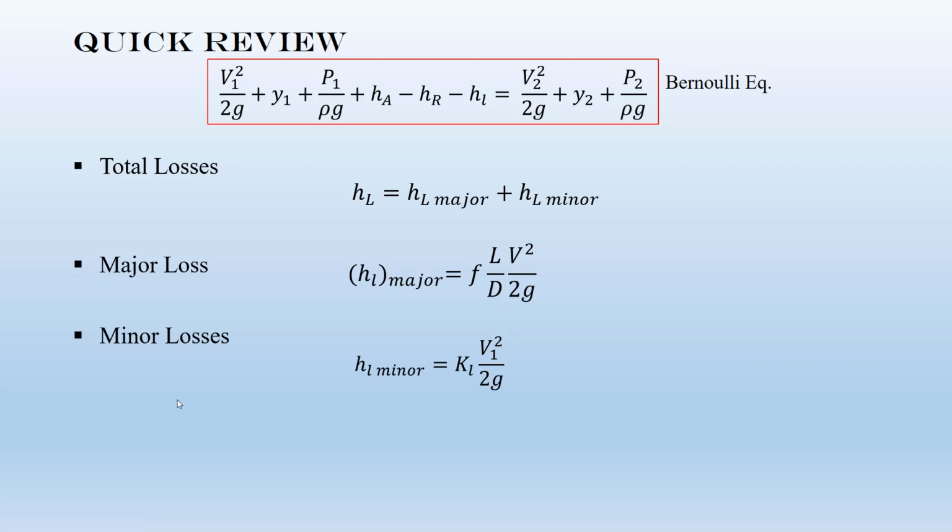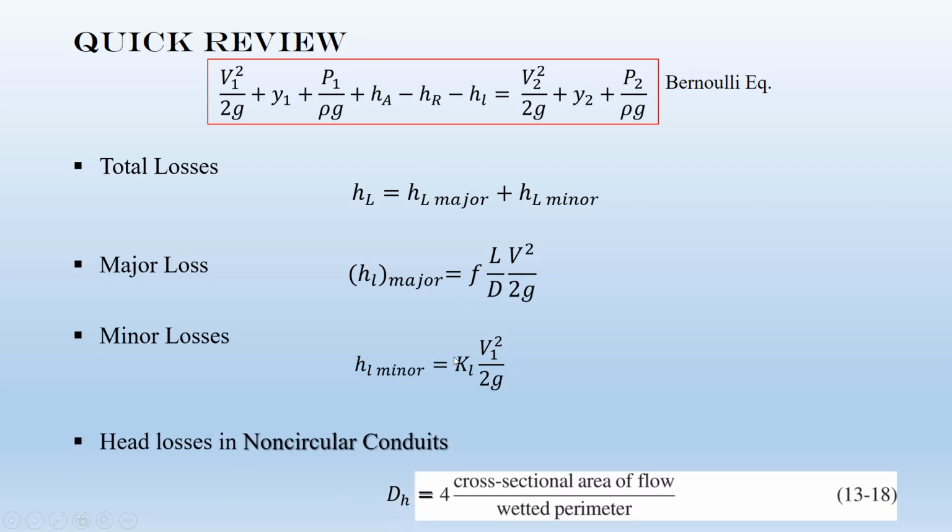V is the velocity. To use the Bernoulli equation, you need to calculate the total losses. To calculate the total losses, you need to find F, the friction factor, and also this KL. Keep in mind that in this equation, if you have non-circular conduits, then you need to use the hydraulic diameter. We already discussed the hydraulic and equivalent diameter in previous sections. The hydraulic diameter is 4 times the cross-sectional area of flow over the wetted perimeter. So what we need to do is find F and KL to use the Bernoulli equation.